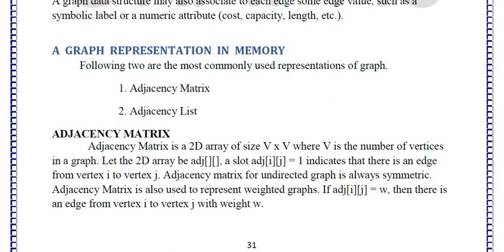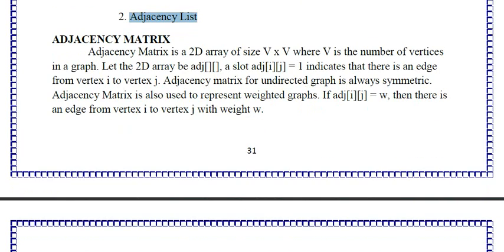A graph representation in memory can be an adjacency matrix or an adjacency list. In the matrix section we can do it like this. That is why it is known as the adjacency matrix, which is a two-dimensional matrix whose size is V into V.